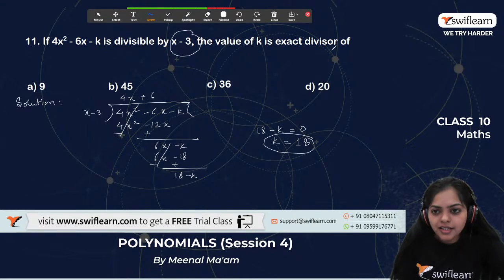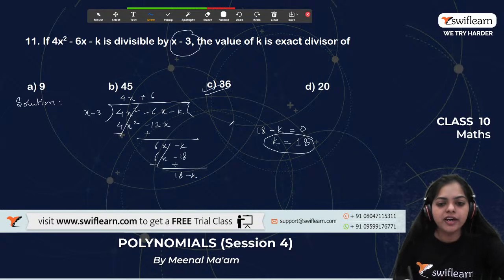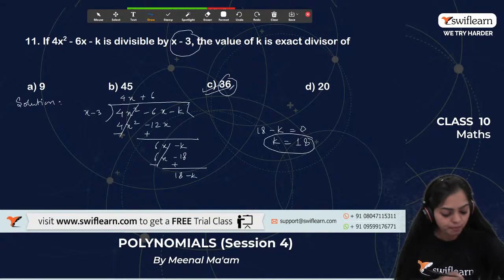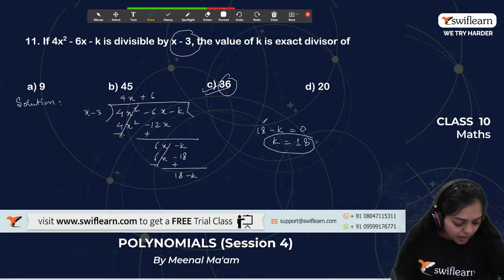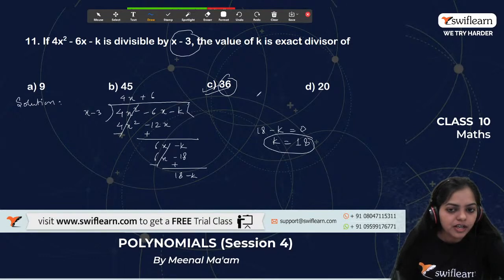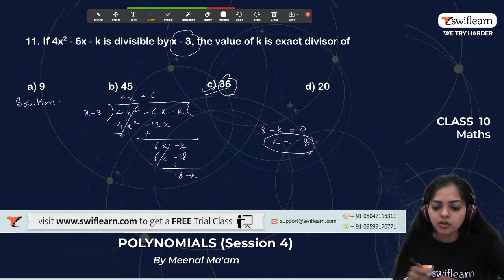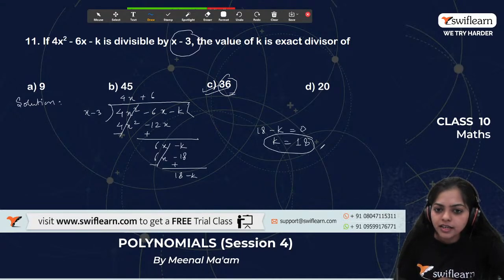So k is an exact divisor of what? It is an exact divisor of this 36. Because it is not a divisor of 9. It is not a divisor of 45. It is an exact divisor of 36. Got it, everyone? So the answer, yeah Disha, I think now you understood, the answer will be what? Answer is 36. Because the value of k comes out to be 18 and k is an exact divisor.